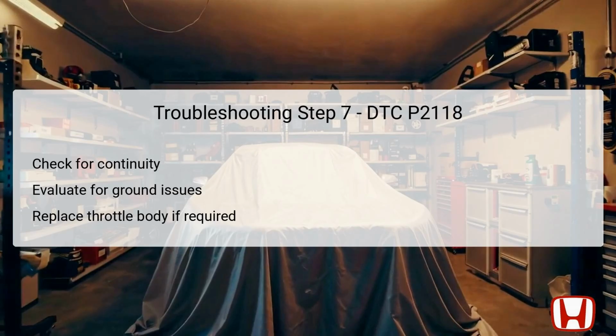If continuity exists, it proves that there is a short to ground present, and the throttle body must be replaced to rectify this issue. If there is no continuity, indicating that the throttle body internal circuit is functioning correctly, the technician should reference any authorized service information or troubleshooting guidelines associated with DTC P2118 for further assistance. This structured approach ensures all potential variables are addressed thoroughly.